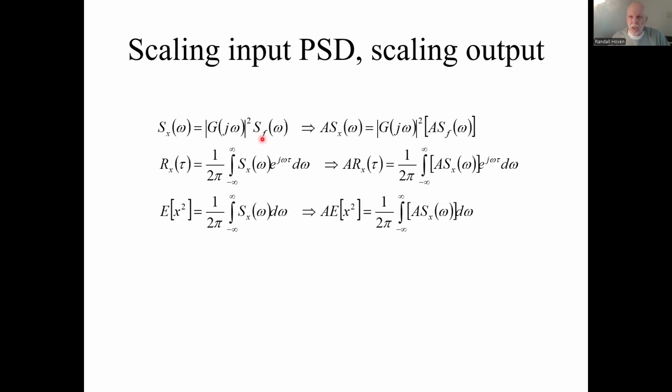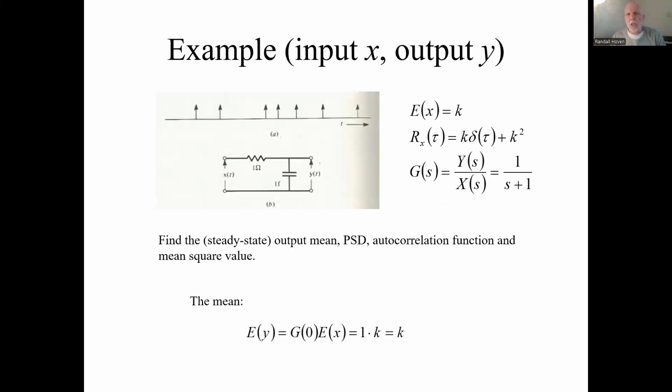And one last thing. If I just scale up the input power spectral density, going from S of f to A times S of f, where A is a constant, then the output power spectral density, the output autocorrelation function, and the output mean square are all scaled by the same constant. So I'll save the example for another video. Now we have all the formulas for steady state analysis.